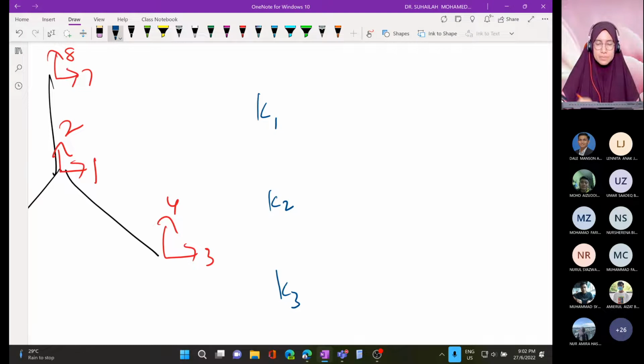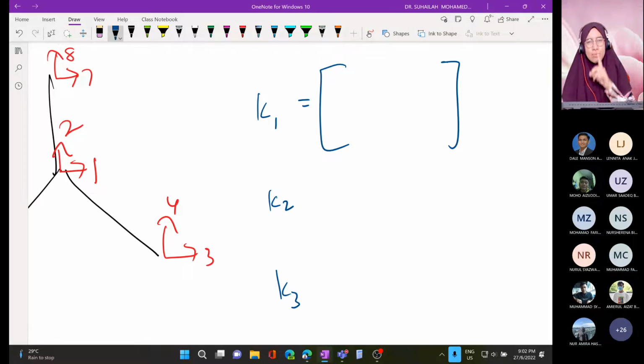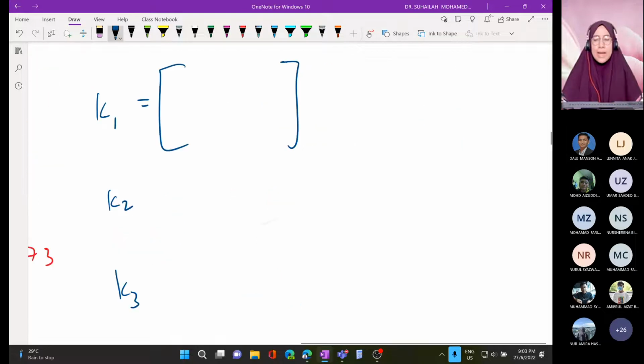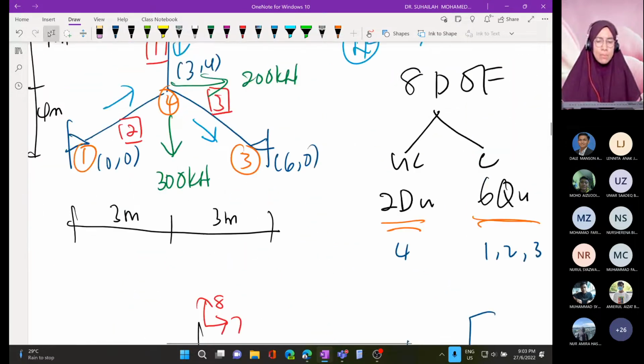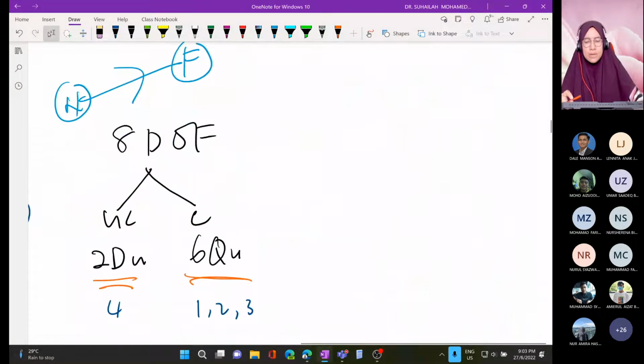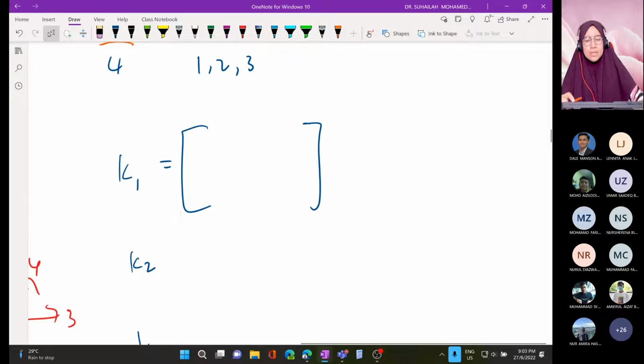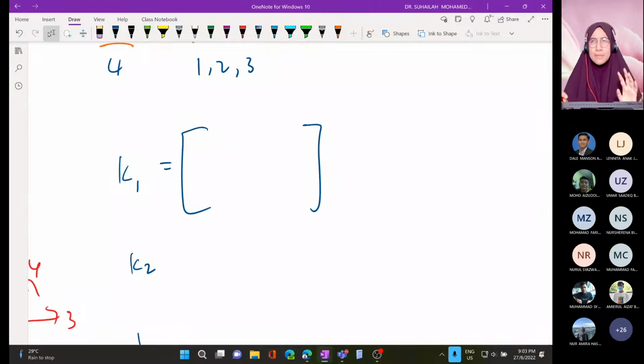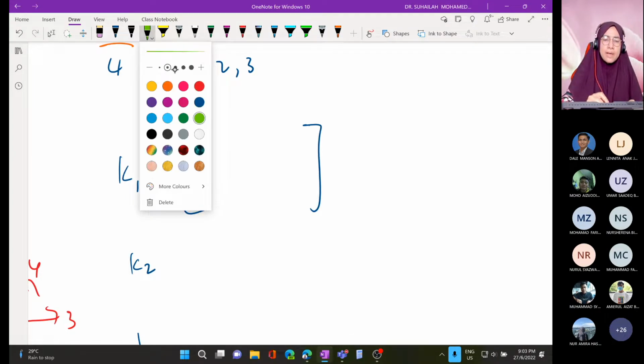So K1, you will produce a 4 by 4 matrix because one element has 2 nodes. Element number 1, the horizontal member. I have discussed all this in example 14.1, example 3.1. This is just to revise it back.